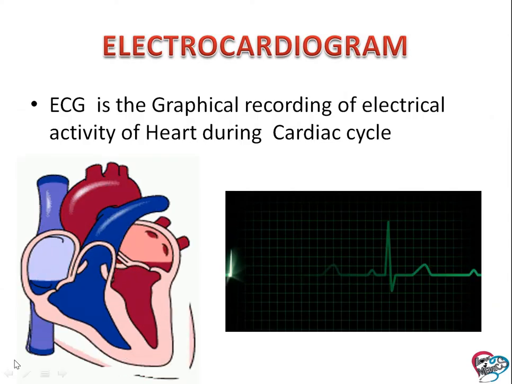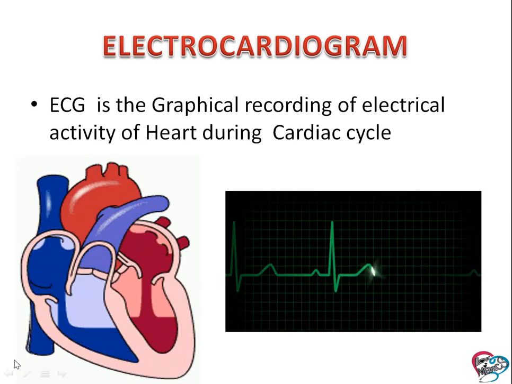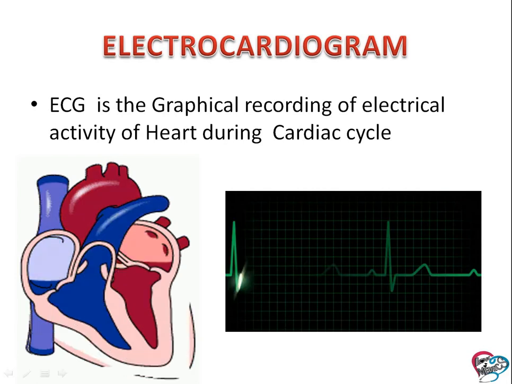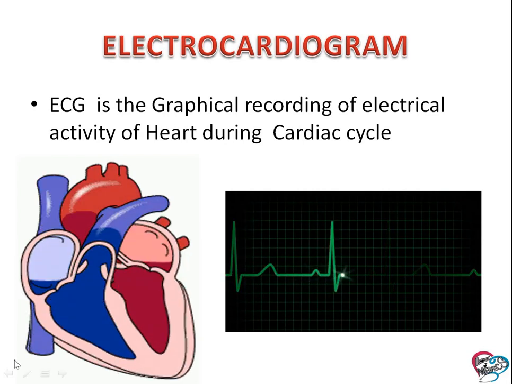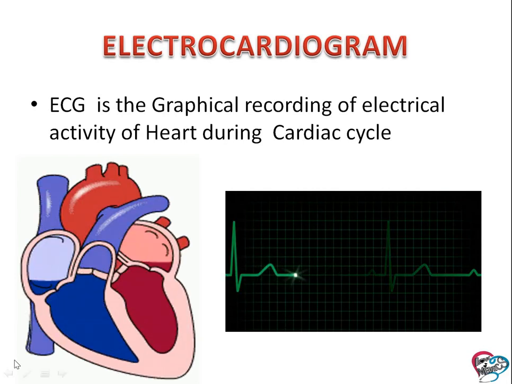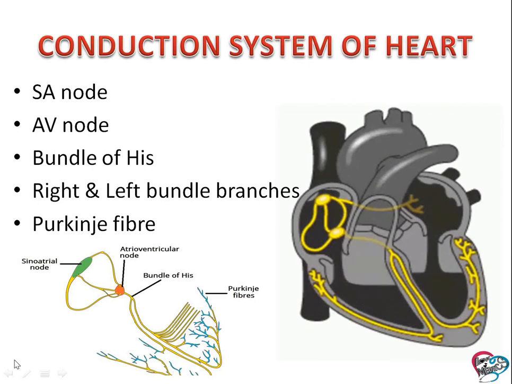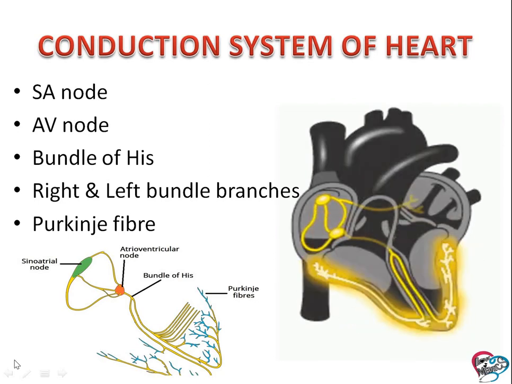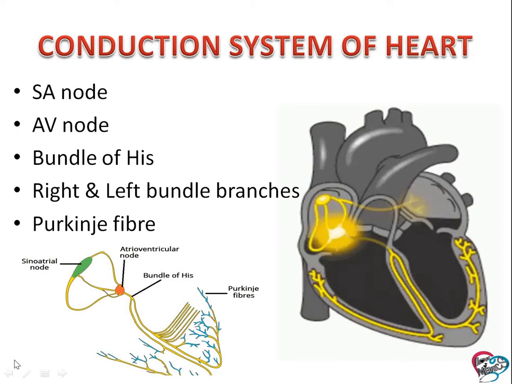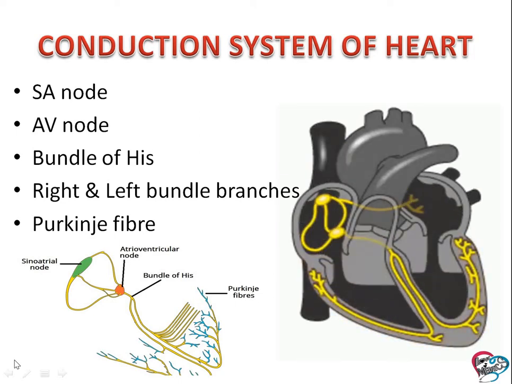Electrocardiogram. ECG. ECG means what? It is the graphical recording of the electrical activity of the heart during the cardiac cycle, and the electrical activity means the electrical signal produced by someone. Who is that? SA node.